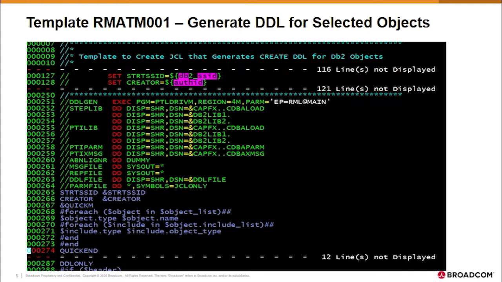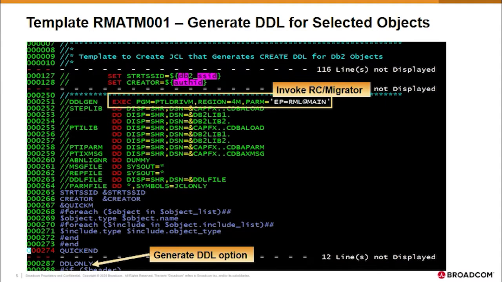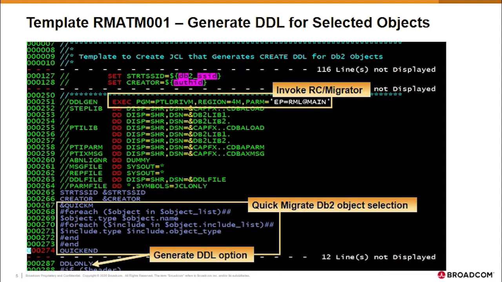Let's take a deeper look at the first of these templates. For the most part, it looks like normal JCL, but with some extra syntax sprinkled in. As you can see, the template executes the CA Migrator product using the DDL only option, meaning only DDL is to be generated for selected objects. Object selection criteria is specified as part of the parameter file input to an RC Migrator quick migration.